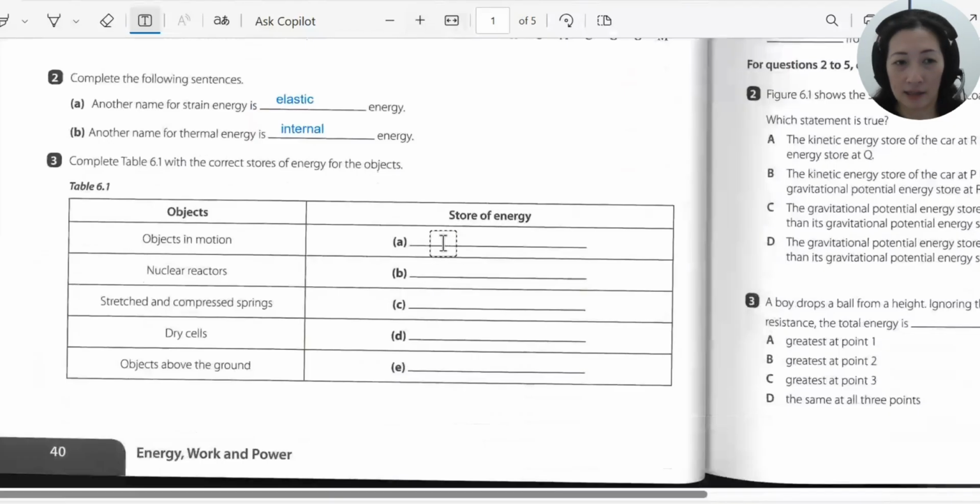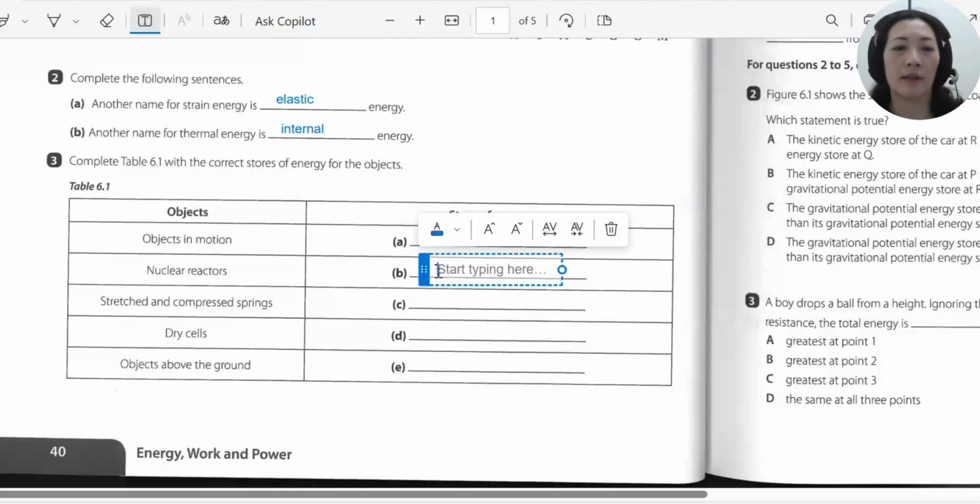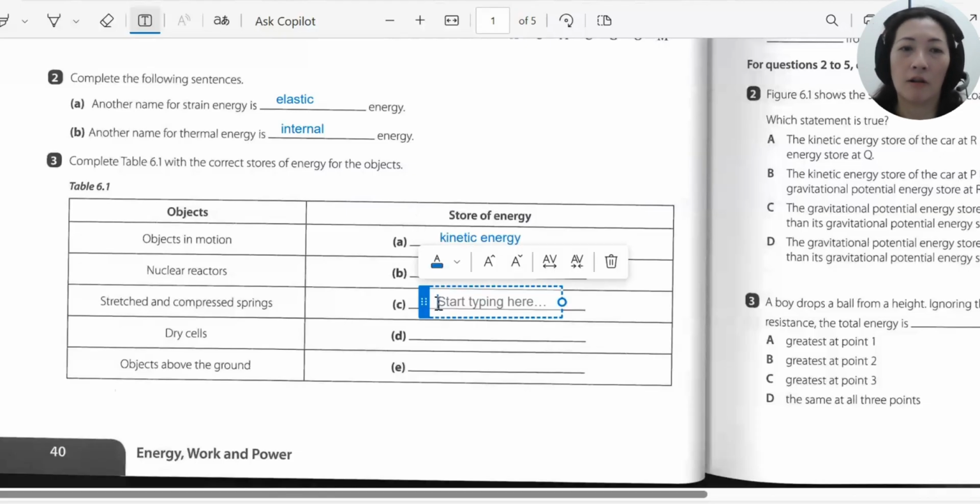So let's get to the answer for question 3. Objects in motion, the store of energy is of course kinetic energy. For nuclear reactors, it's of course nuclear energy. Stretched and compressed springs would be elastic, or you can call it strain. Two names for the same type of energy.